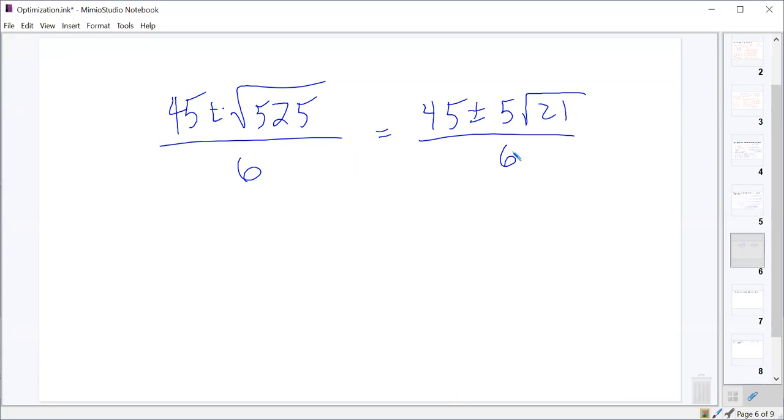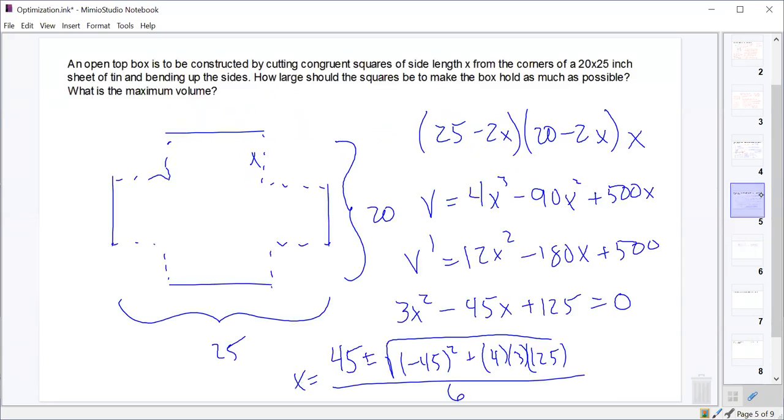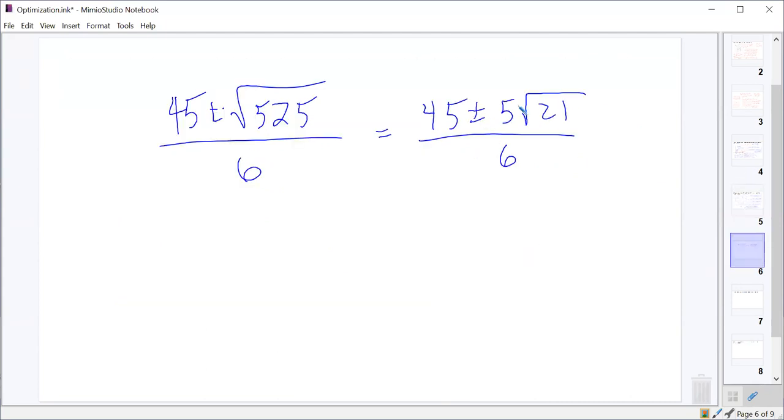And would we use the plus or would we use the minus for that? Minus. Yeah, we have to use the minus because if we think back to here, the x value has to be greater than 0 and less than 10, because I can't cut off more than 10 from each of these sides. So clearly 45 plus 5 root 21 over 6 is going to be more than 10, right? I mean, this is about 25 here, and that would make this about 70. So 70 over 6 is more than 10. So we want to use 45 minus 5 root 21 over 6.